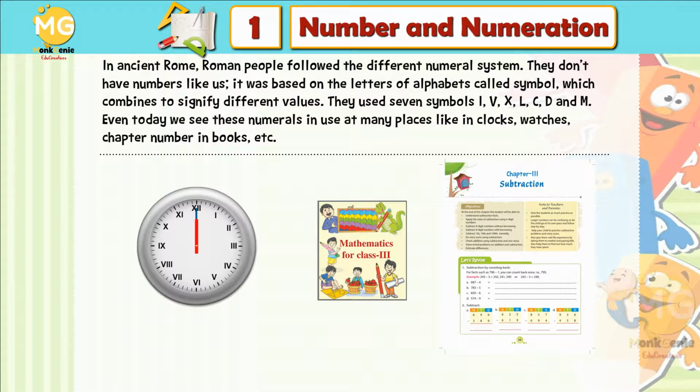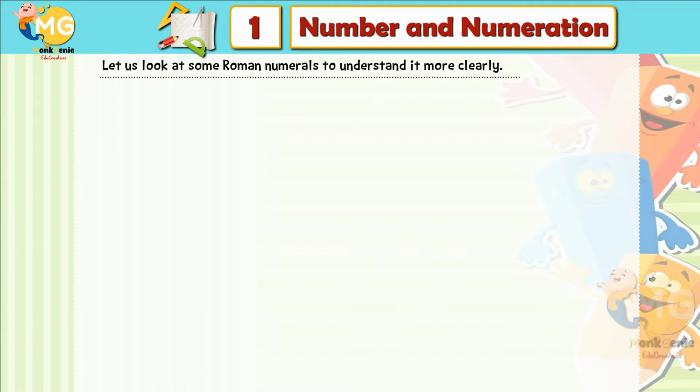Roman numerals. In ancient Rome, Roman people followed a different numeral system. They didn't have numbers like us. It was based on the letters of the alphabet called symbols, which combine to signify different values. They used 7 symbols: I, V, X, L, C, D, and M. Even today we see these numerals in use at many places, like in clocks, watches, chapter numbers in books, etc. Let us look at some Roman numerals to understand it more clearly.